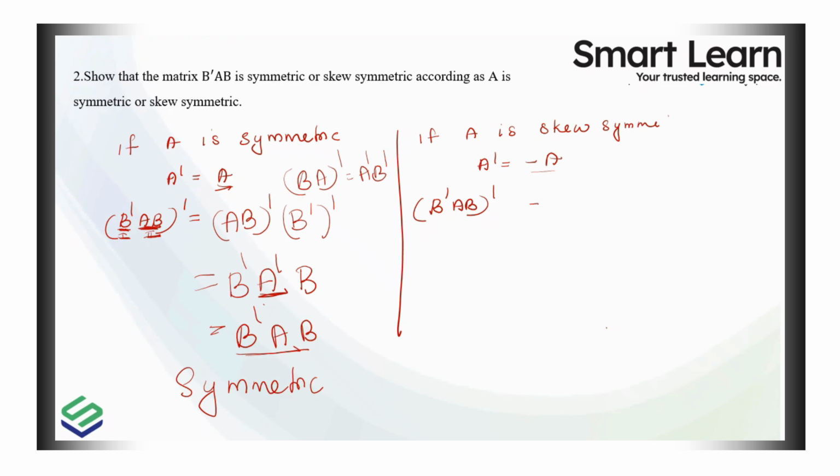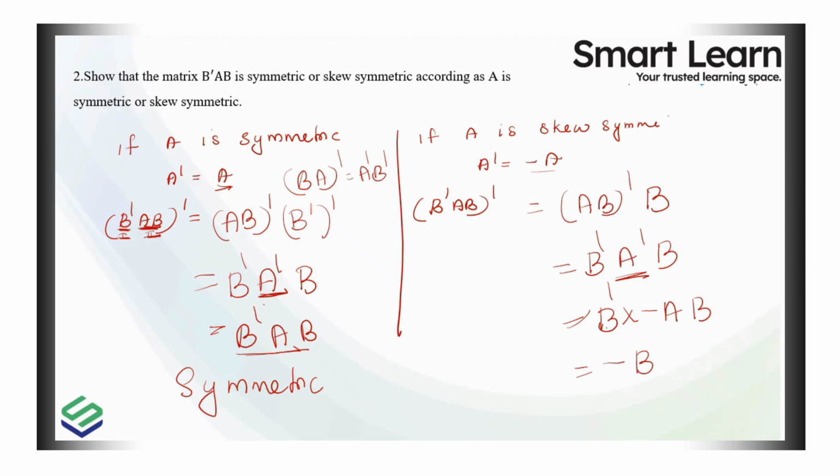And here you have to take the same like this: B transpose AB transpose, the whole transpose will be B. Here you will get B transpose, A transpose into B. What is this one if it is skew symmetric? B transpose into minus A into B. That means you will get a negative matrix. That means that is skew symmetric. I hope this is clear.